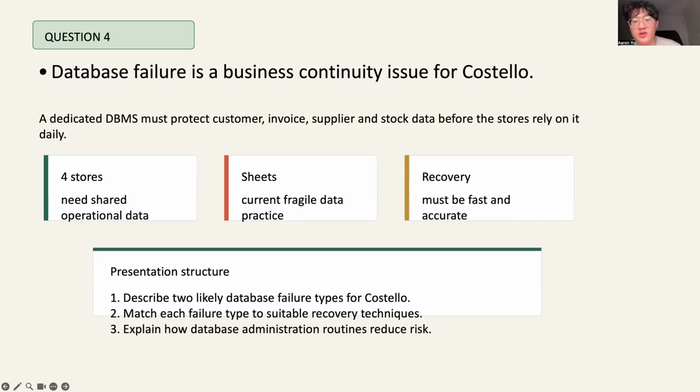For question 4, I treat database failure as a business continuity issue for Costello, not only a technical issue. Costello currently relies on Google Sheets and emails, but the proposed dedicated database will manage important data, such as customers, invoices, suppliers, and stock. Once the stores rely on this database daily, any database failure could interrupt the sales, stock checking, procurement, and management reporting. Therefore, Costello needs recovery techniques that are both fast and accurate.